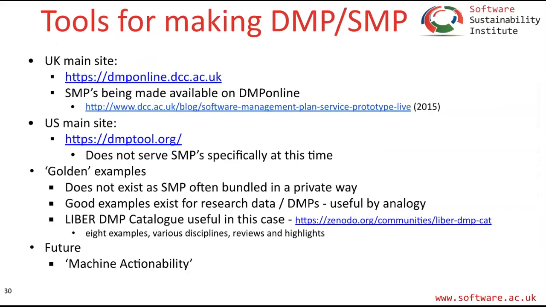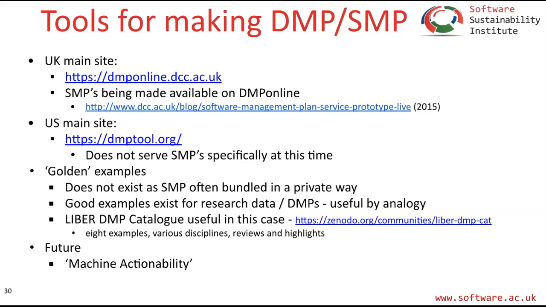Okay, tools for making data management plans, software management plans. So the UK main site for making data management plans, which institutions tend to point to for research projects, is DMP Online. And a software management plan template has been available on there since 2015. So they do support software management plans also, and the template takes you through different facets, these different questions, to help you answer those questions for any particular call. But the US main site for data management plans is DMP Tool. It doesn't serve a software management plan specifically at the moment.